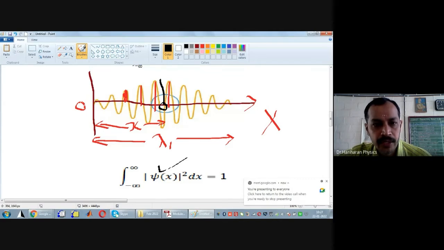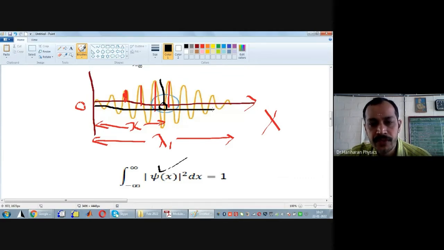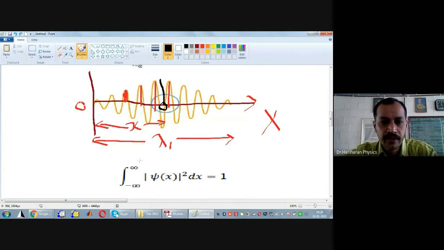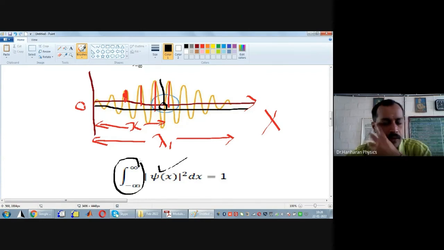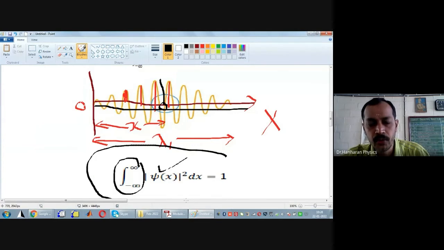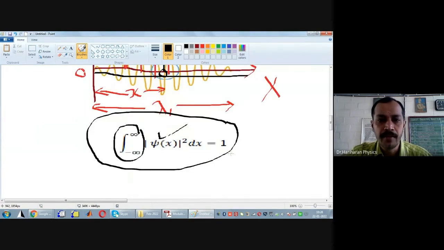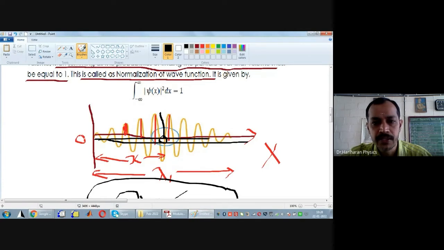Next, we scan this camera from 0 to lambda 1 and add all these probabilities. What does this integral sign mean? The integral sign refers to the fact that I am scanning my camera from 0 to lambda 1, and the sum of all those probabilities should be equal to 1, because I know for sure that my cell phone is there only in this study room.